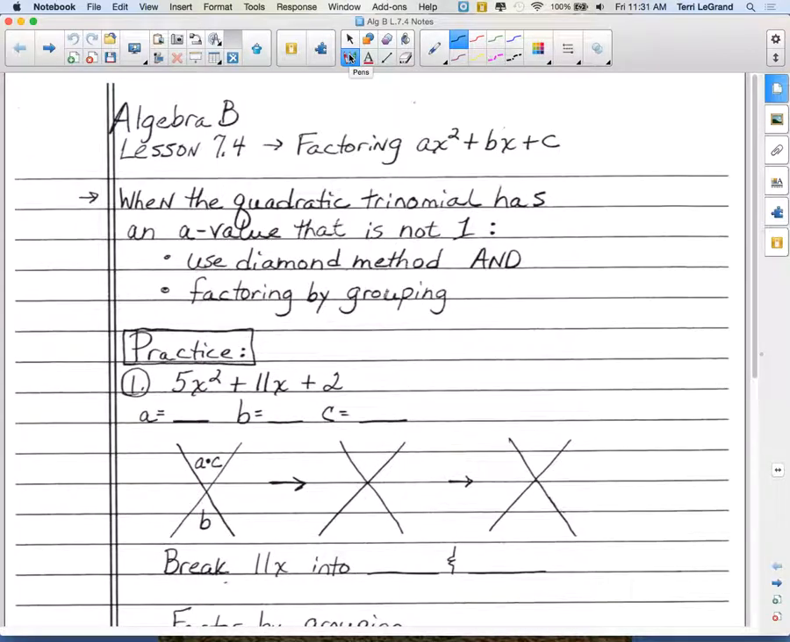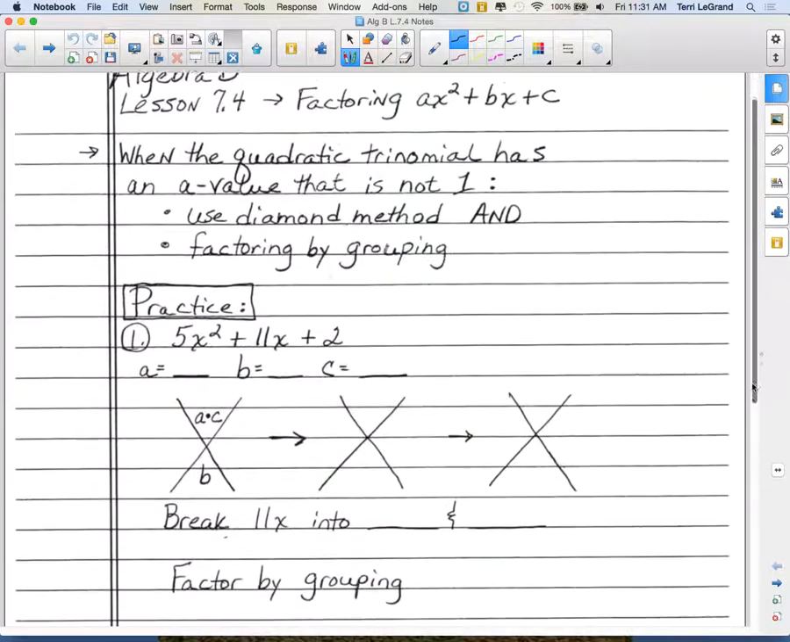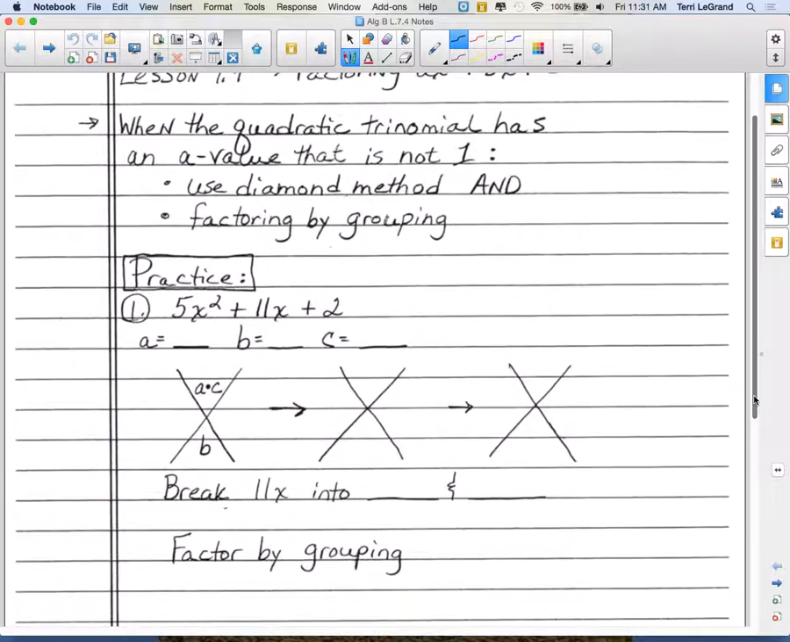Okay, so we're going to be factoring trinomials now where that a is not going to be equal to 1. The a is going to be getting multiplied. The x squared, or the x squareds, I mean, not the a, are going to be getting multiplied by something other than 1. So when a quadratic trinomial has an a value that is not 1, we're going to do two things.